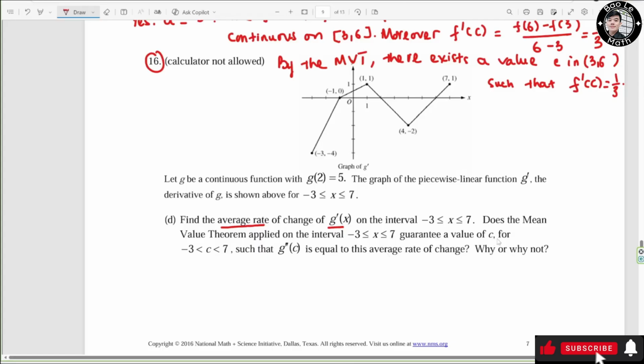Does it guarantee a value of c for c between negative 3 and 7 such that g double prime of c is equal to the average rate of change? Why or why not?